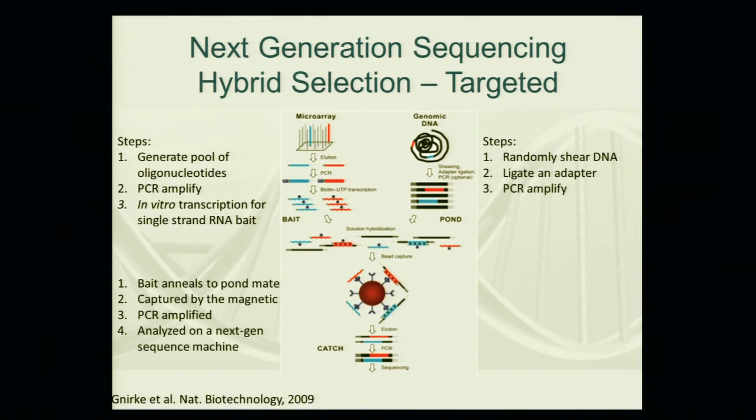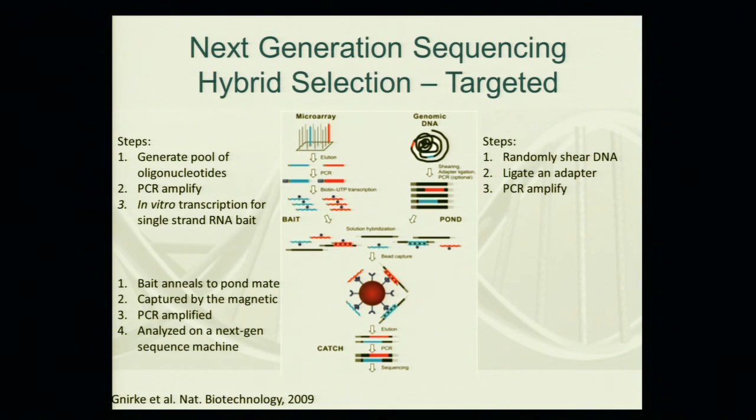We then ligate an adapter. All that means is we stick an adapter on the end, and then we PCR amplify. So we make lots and lots and lots of copies, okay? So then your idea is to have this bait and have this pond. So the bait is where we're going to go, that's what we're going to use to go fishing. So we're going to take that bait, and that's going to be identical to a sequence in the human genome.